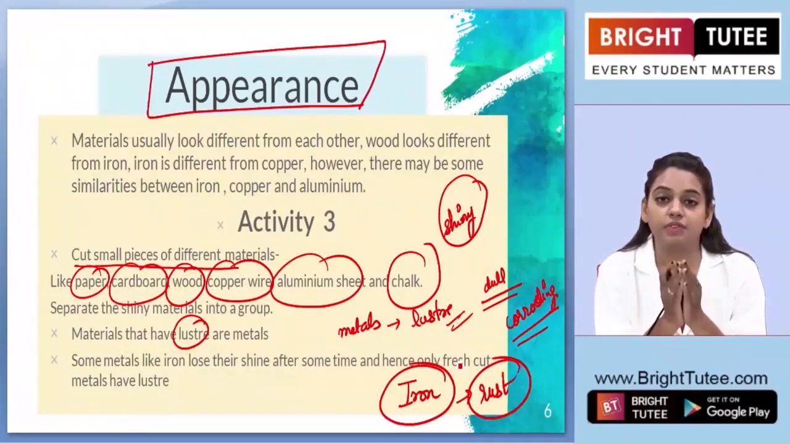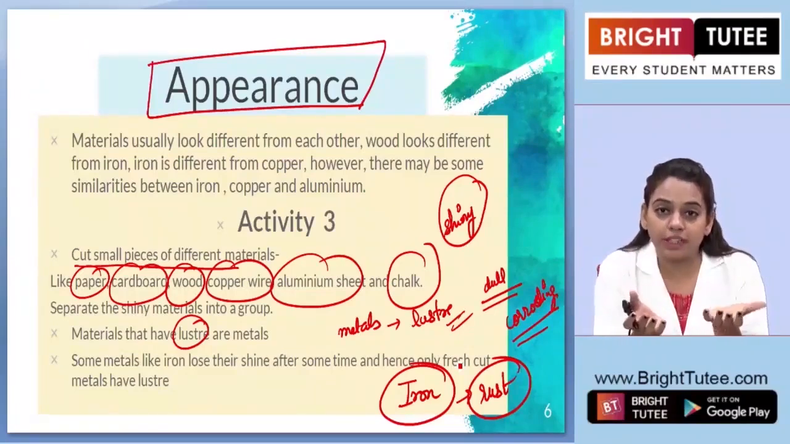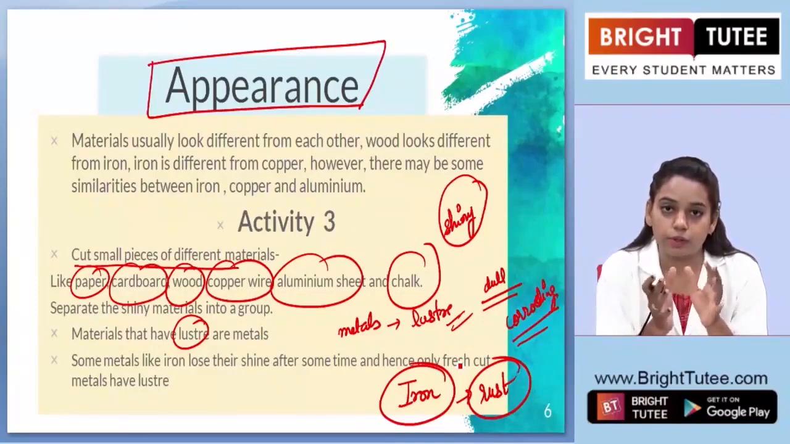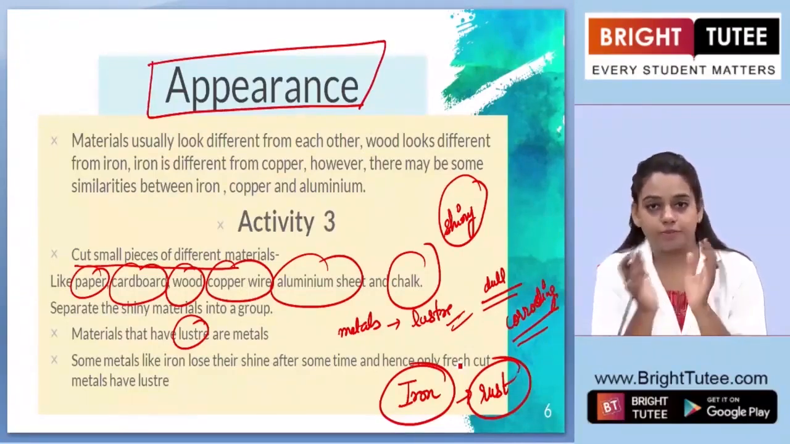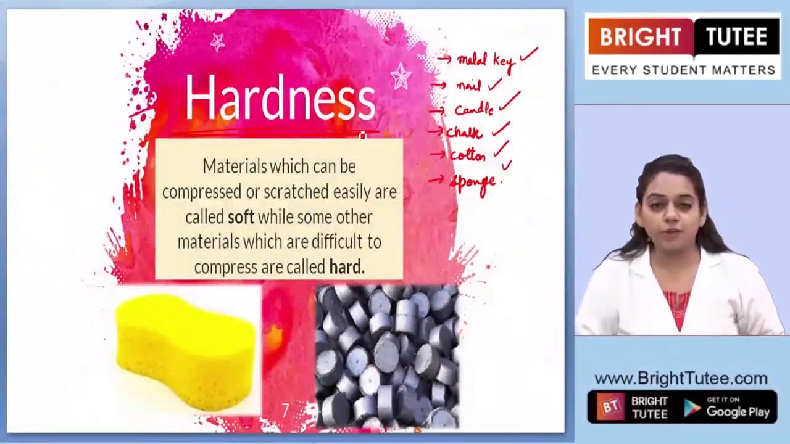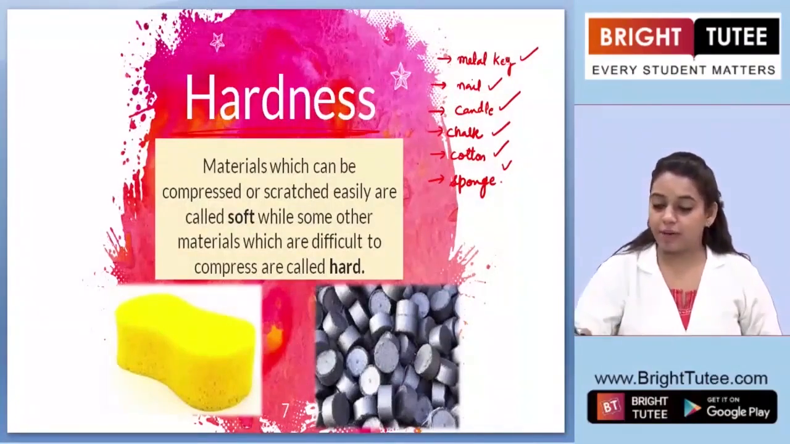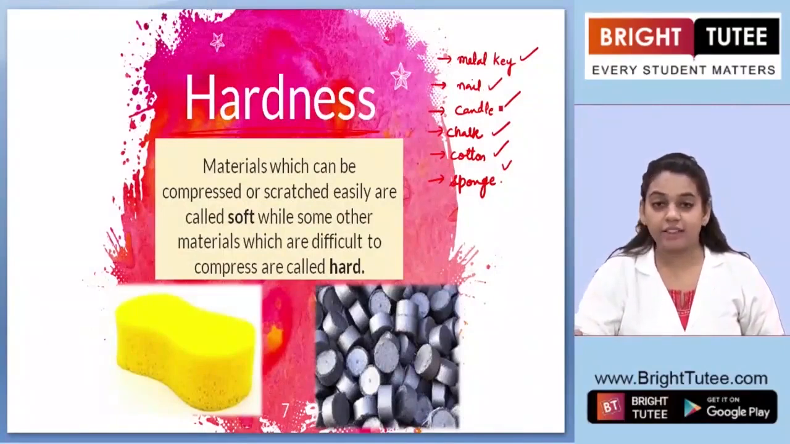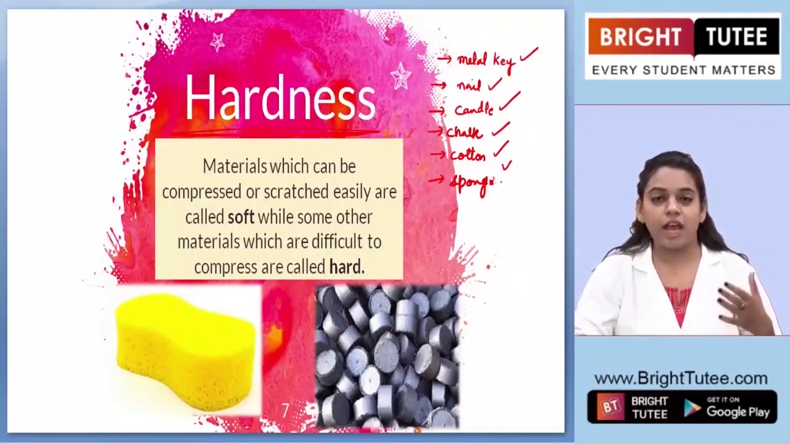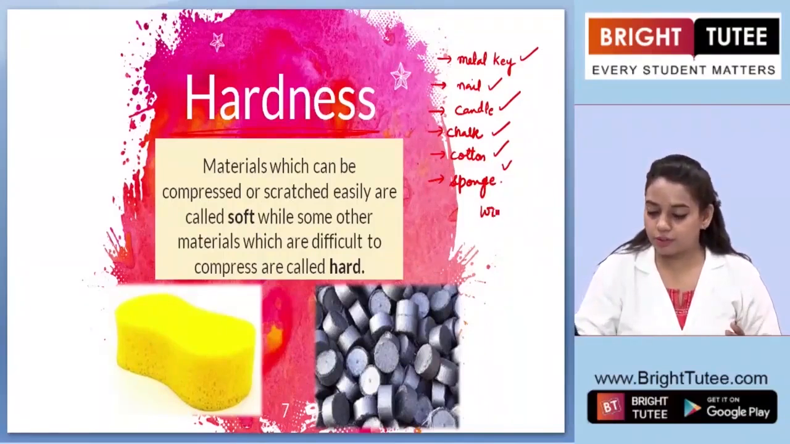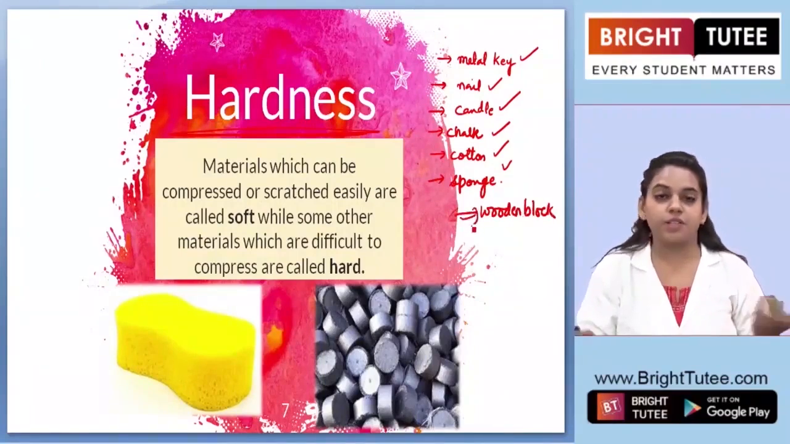In the coming session we will discuss more such properties of the materials that we use to make certain objects. The next property that we are going to study is hardness. We will collect a few objects from our surroundings, such as a metal key, iron nail, candle, chalk, cotton, sponge, a wooden block and so on. You can collect as many objects as you wish.